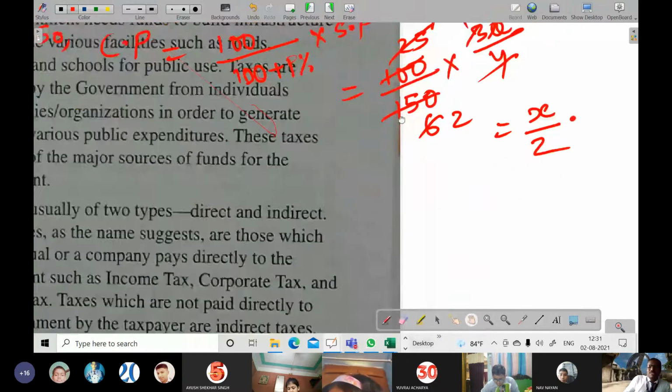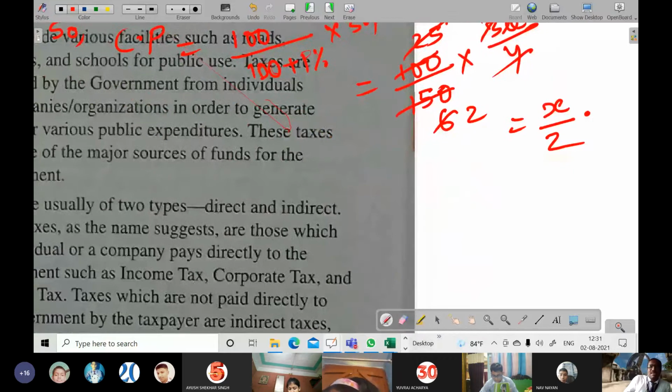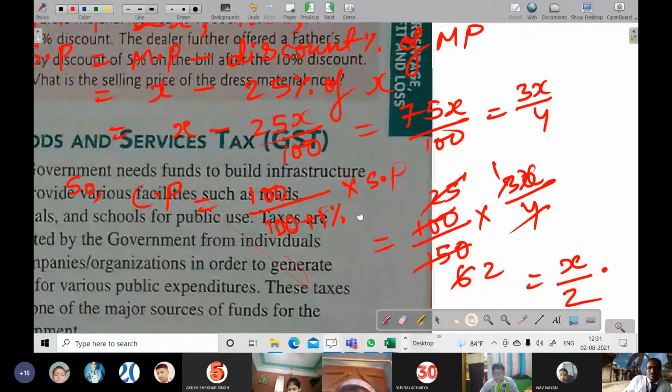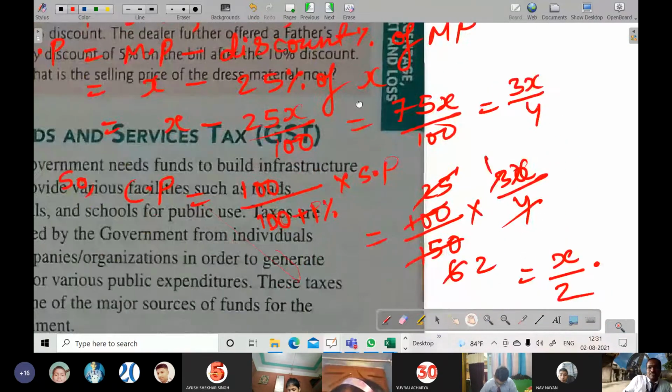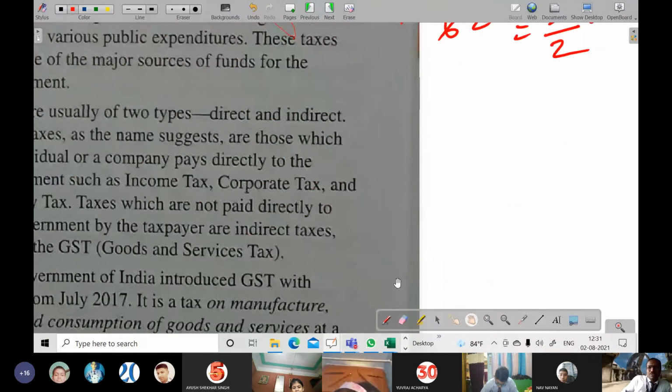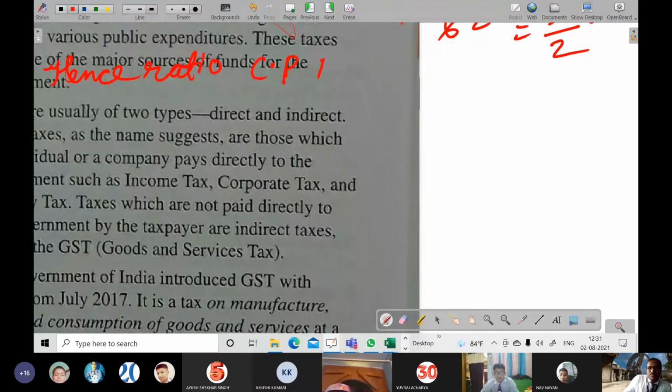Then you write, hence ratio of CP and MP, or MP and CP? What has been said? CP to MP. So you can write, hence ratio of CP to the MP is equal to x by 2 is to x.